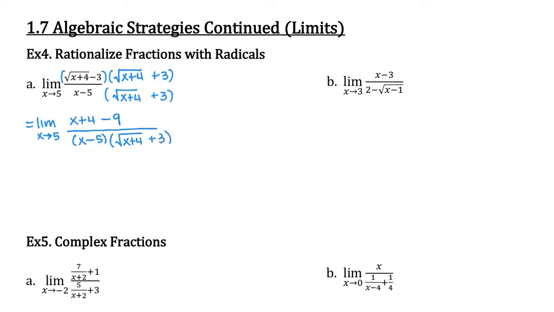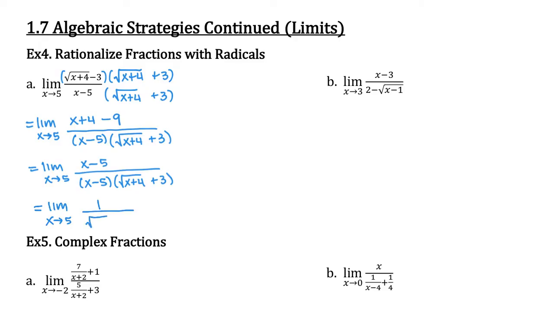Now the numerator is going to simplify a little bit. X plus 4 minus 9 is x minus 5. Let me rewrite the denominator, which I kept in factored form so it would cancel. So the x minus 5s are going to cancel. Let me write my simplified expression: 1 over the square root of x plus 4 plus 3.